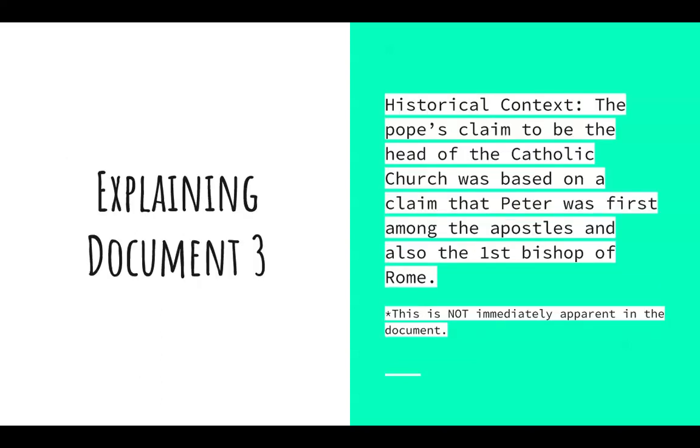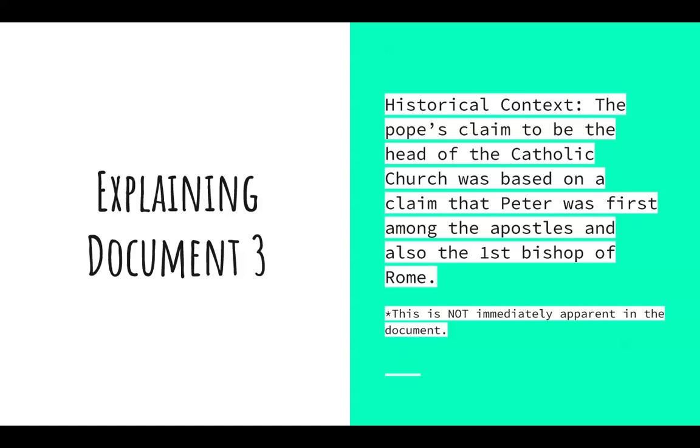So let's say we want to explain document 3, we want to explain the historical context. Well, we could say the Pope's claim to be the head of the Catholic Church was based on a claim that Peter was the first among the apostles and also the first bishop of Rome.